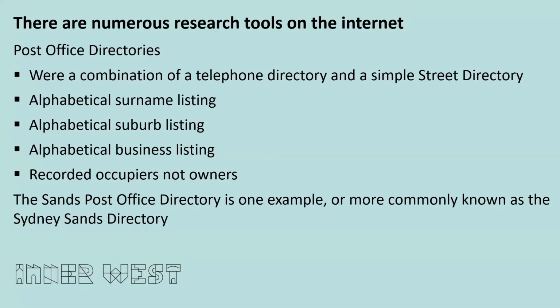There are numerous research tools on the internet. Post office directories. They were a combination of a telephone directory and a simple street directory. They were alphabetical, listing in surname, alphabetical listing in suburb, and alphabetical listing in business names. They recorded occupiers, but not the owners. The Sands Post Office Directory is just one example, more commonly known as the Sydney Sands Directory.